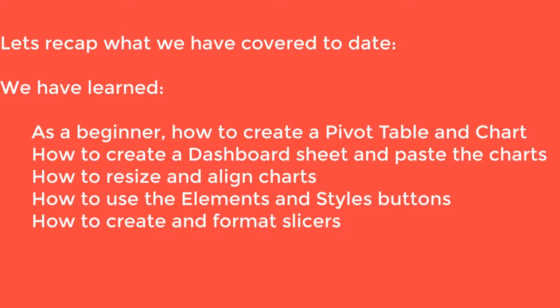So this would be a good time for us to recap what we have learned to date. First of all, I showed you, if you were a beginner, how to create a pivot table and chart. We learned how to create a dashboard sheet and copy and paste the charts from the pivot tables onto that sheet. We looked at resizing and aligning the charts themselves. We then looked at using the buttons that appeared when I selected the chart, that is the elements and styles buttons. And then we learned how to create and format slicers.